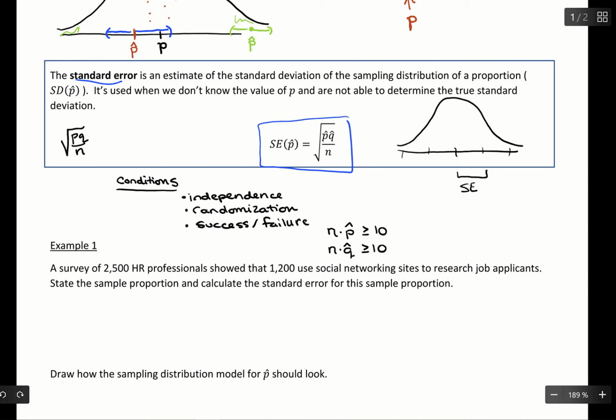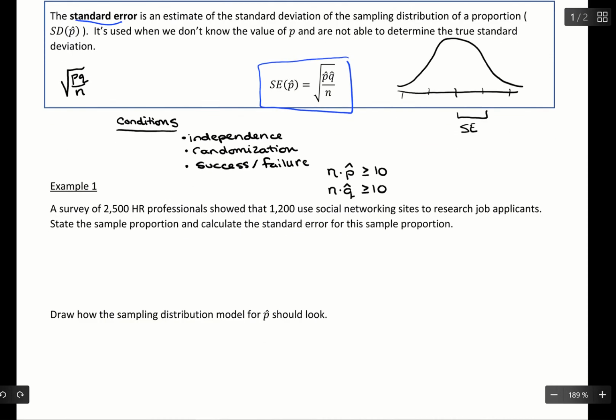So the only difference in notation here from what we did in sampling distributions is that these are now sample values, not population values. So let's see how this confidence interval is formed. Say we have a survey of 2,500 HR professionals and it showed that 1,200 use social networking sites to research job applicants. Let's state our sample proportion.